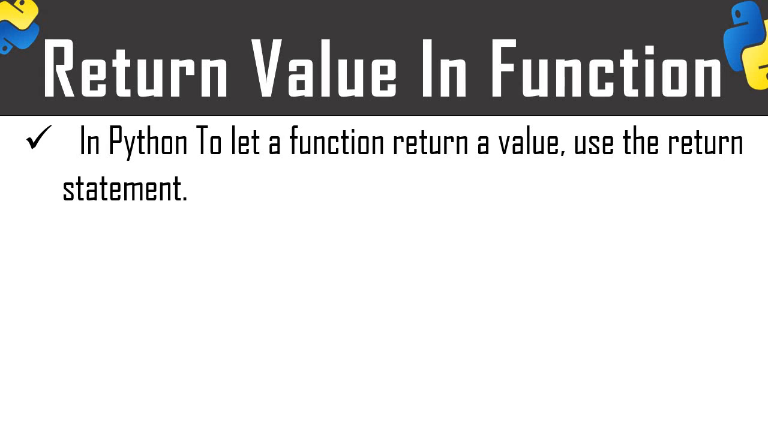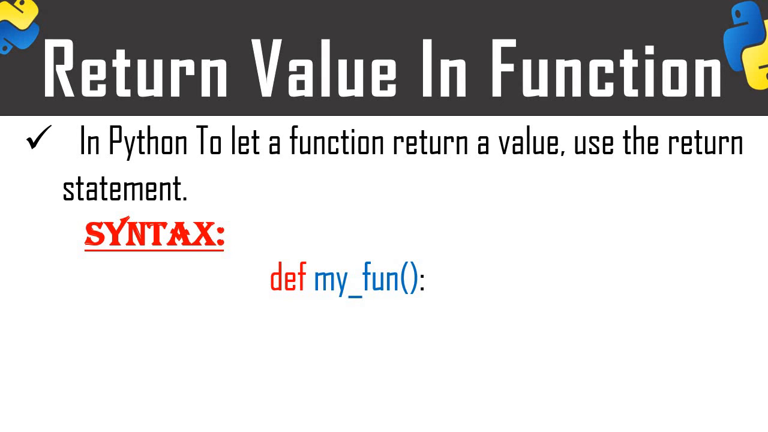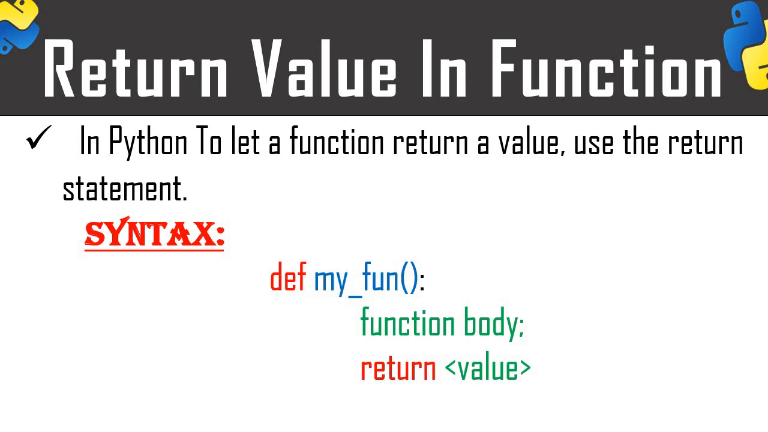In Python, to let a function return a value, we use the return statement. The concept of a return value is that if we want our function to return something to our interpreter, we always use a return statement. To write a return statement, we have a syntax. We have created our simple function, and after the function body, at the end of the function, I have written some value. So when I call this function, the interpreter will execute the function step by step, and at last it will return some value back to me.